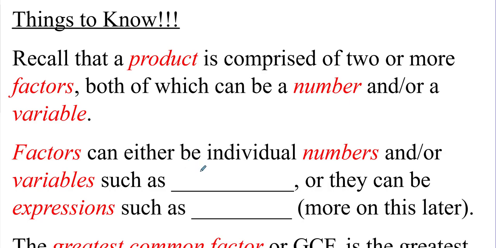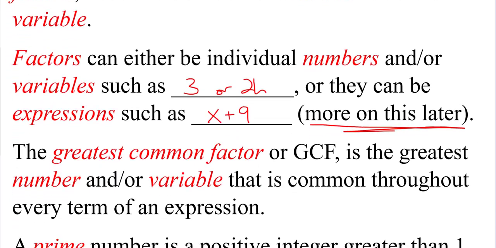So we have an example. It could just be 3. It could be maybe a variable with a coefficient like 2h. Those would work. Or they can be expressions. Remember, an expression can look something like x plus 9. We'll touch on this a little bit later. Remember, anytime you need to pause the video, make sure you get this information down.